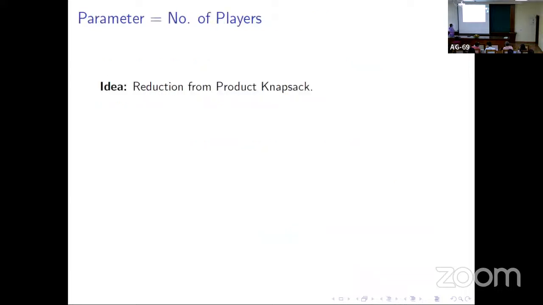So first, when the parameter is the number of players, we give a reduction from product knapsack. First, I would like to explain why this parameter makes sense, because in practical scenarios, in any tennis competition or boxing championship, like in every sport, the number of players that participate is constant, right? So this makes a practical parameter. And we give a reduction from product knapsack.